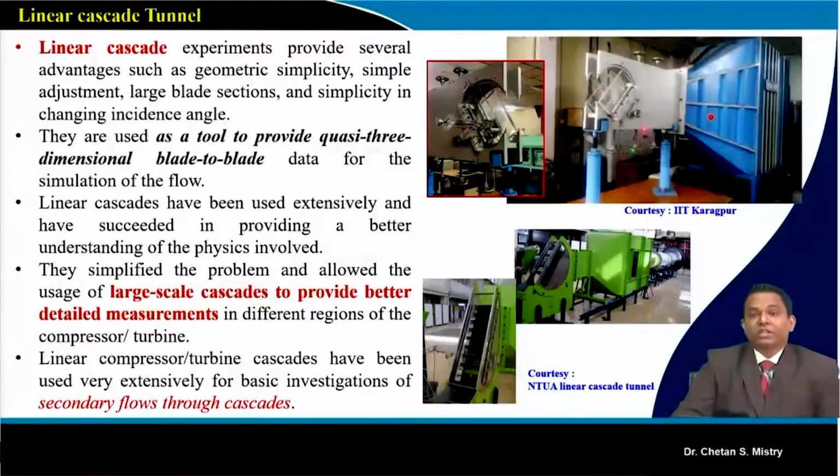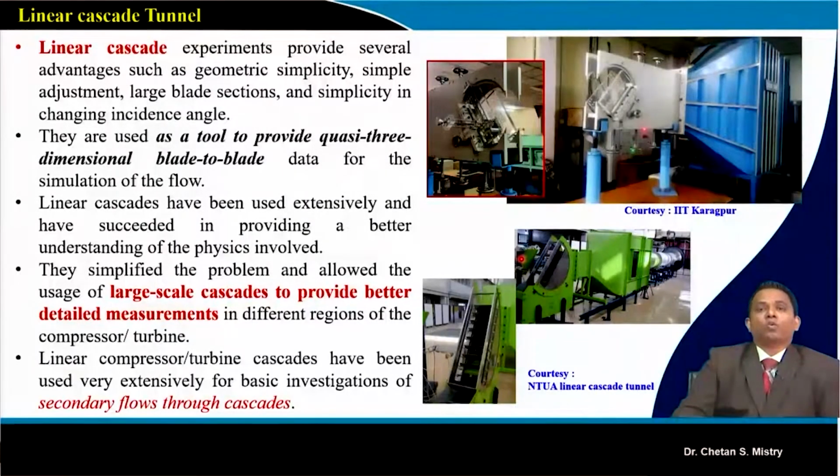Here a low capacity blower is required, but at the same time if the size of the test section increases, the required blower or compressor capacity will also increase, and it will be an expensive affair. I will show you, this linear cascade is also used for studying the secondary flow field.